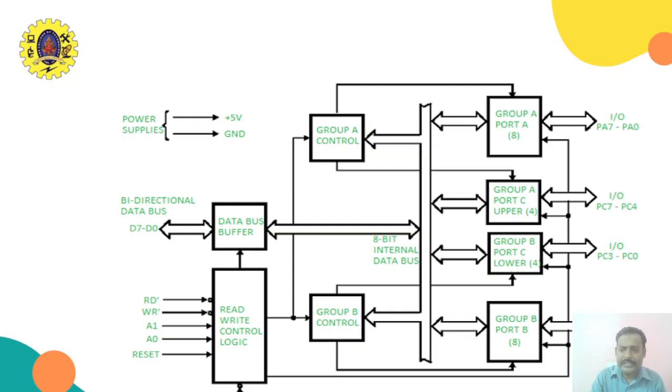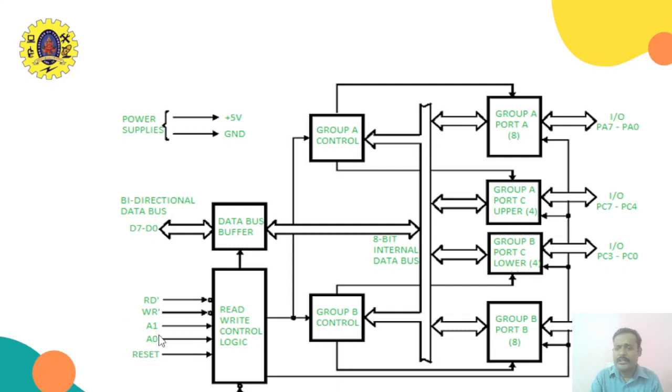Whenever we are connecting an input port, we need to read the data from the input port. Whenever we are connecting output ports like display devices, we need to make it a write. So whether it is an input operation or an output operation decides the read or write operation. Similarly, A1 and A0 will be used to decide whether we are going to use port A, port B or port C, or whether the data is for the control word register.